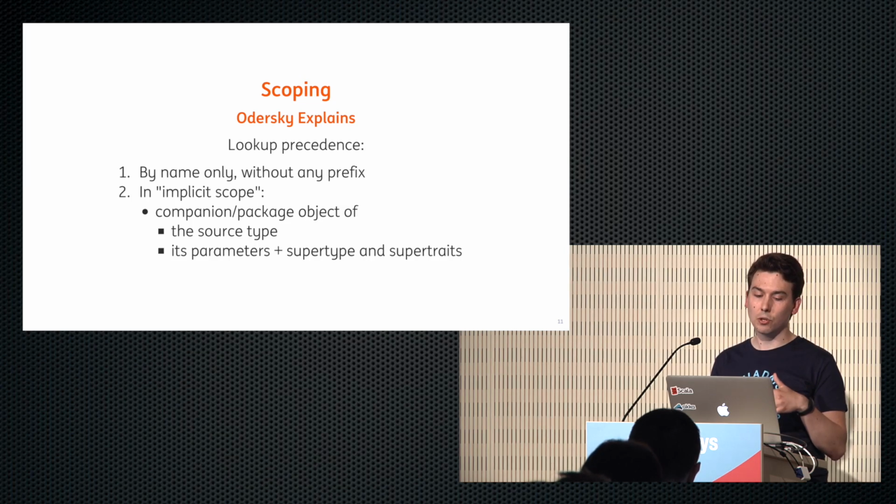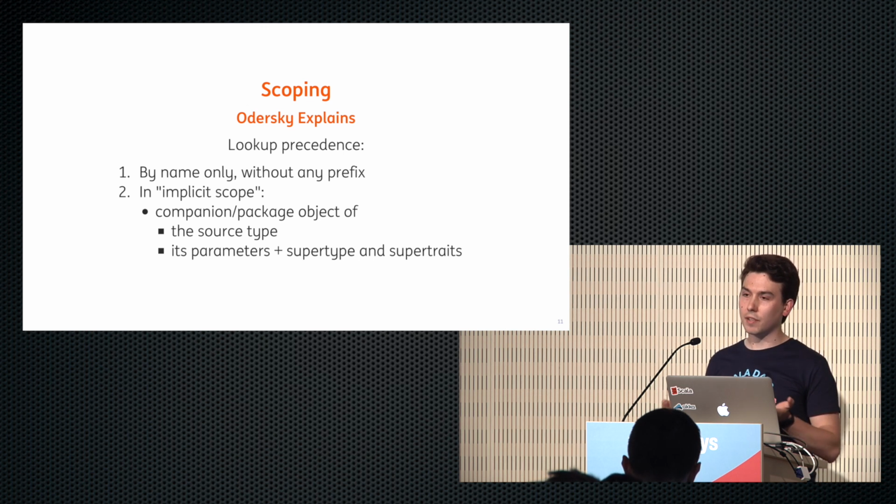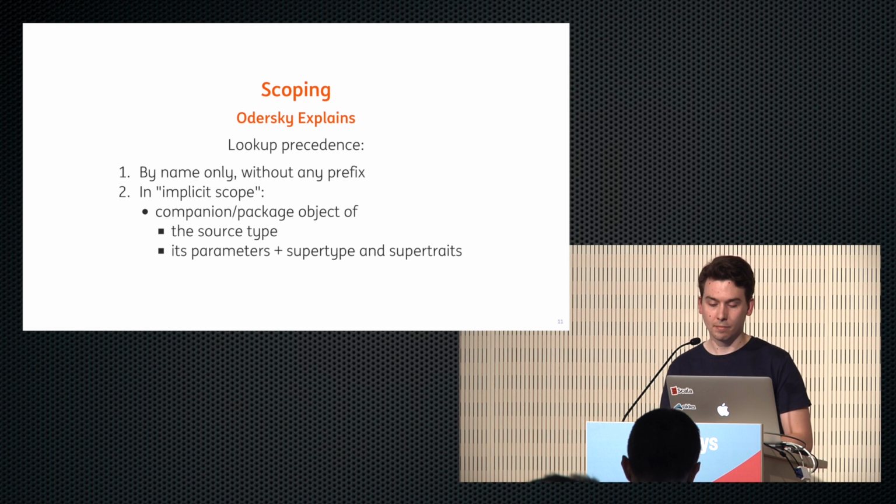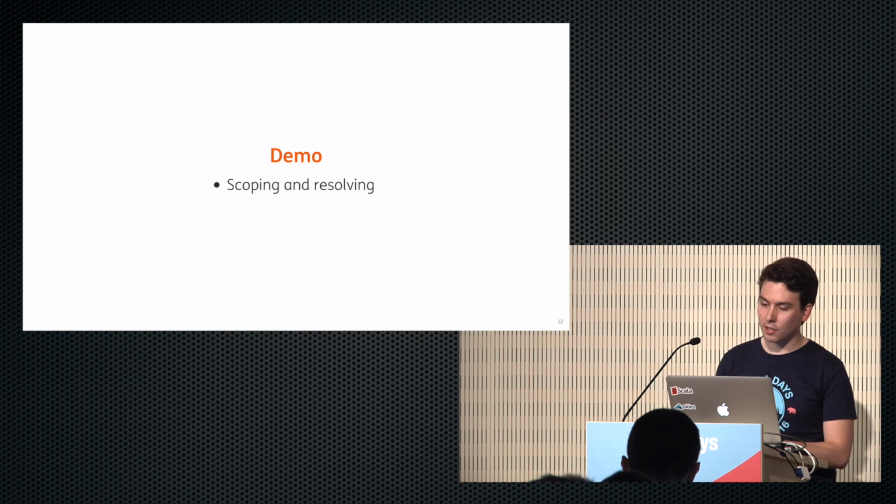And if the user actually wants different behavior than your sensible defaults, he can make sure that in his local scope there are implicits of the correct types defined there or imported there. So let's take a look at some examples again.